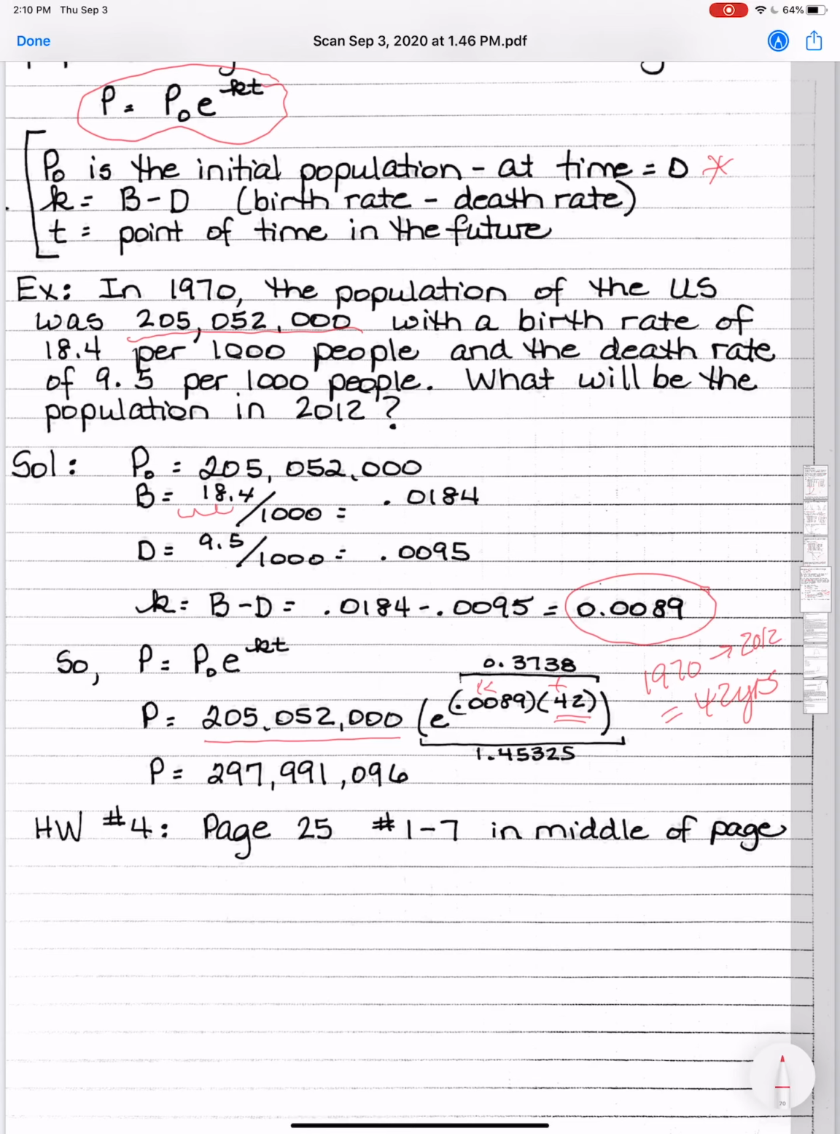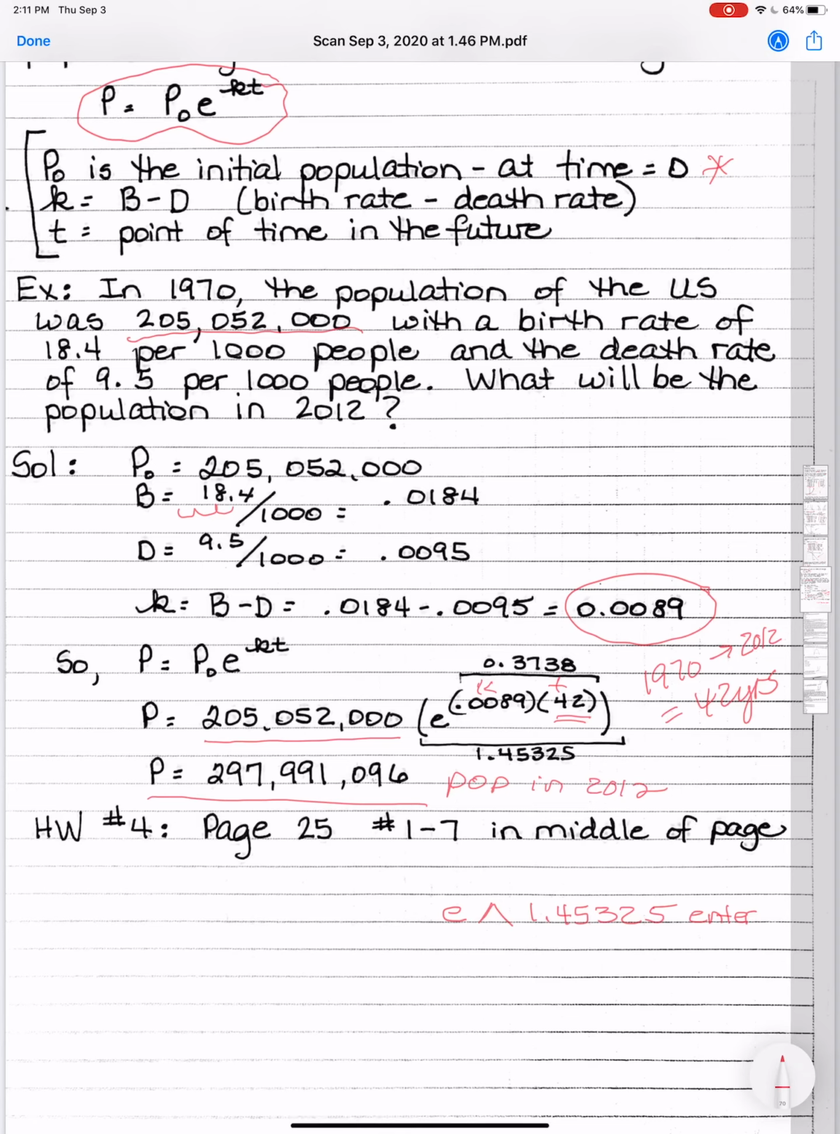Then when you raise e to the 1.45325, you will input that into your calculator as e and then hit the caret key and 1.45325 and then enter or equals. And then when you multiply that solution by 205 million, you should get 297,991,096 for the population in 2012.